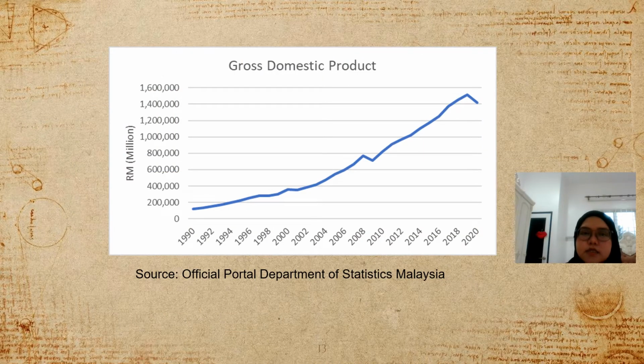Now let's look at the gross domestic product. We can see here the GDP keeps increasing year by year, which is very good. So we can conclude that Vision 2020 did not fail completely, even though it did not make Malaysia a developed country.